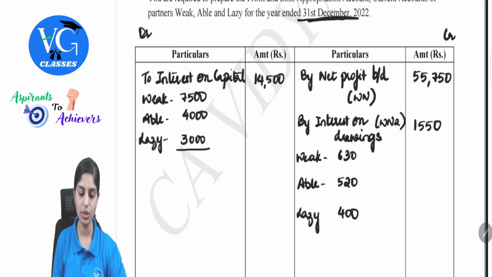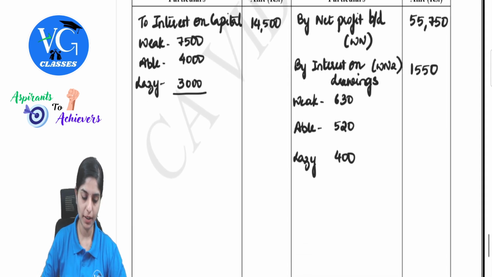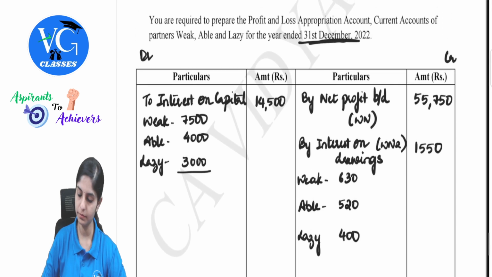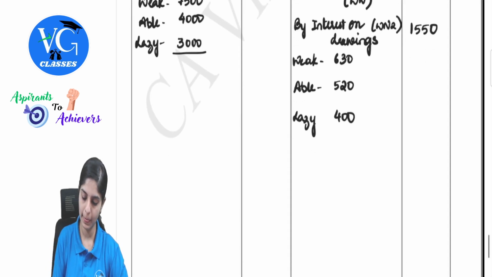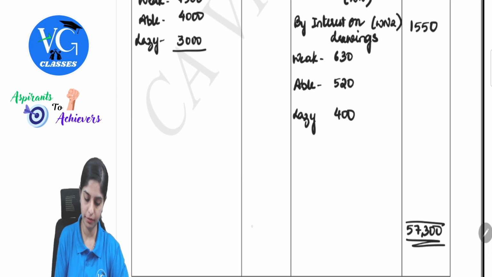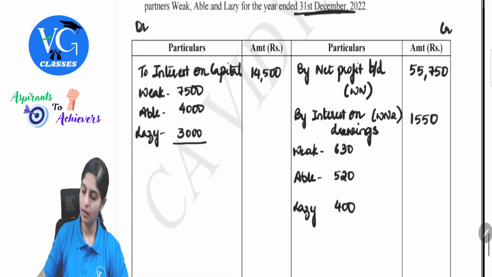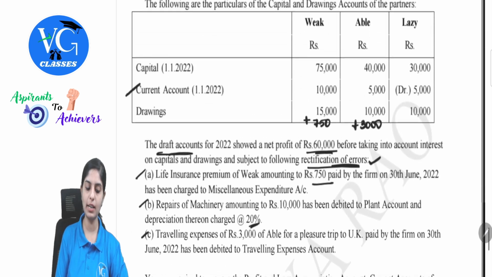Let's find out how much is the profit available for distribution. 1,550 plus 55,750 is 57,300. 57,300 minus 14,500 is 42,800. In this question, they have maintained current account.